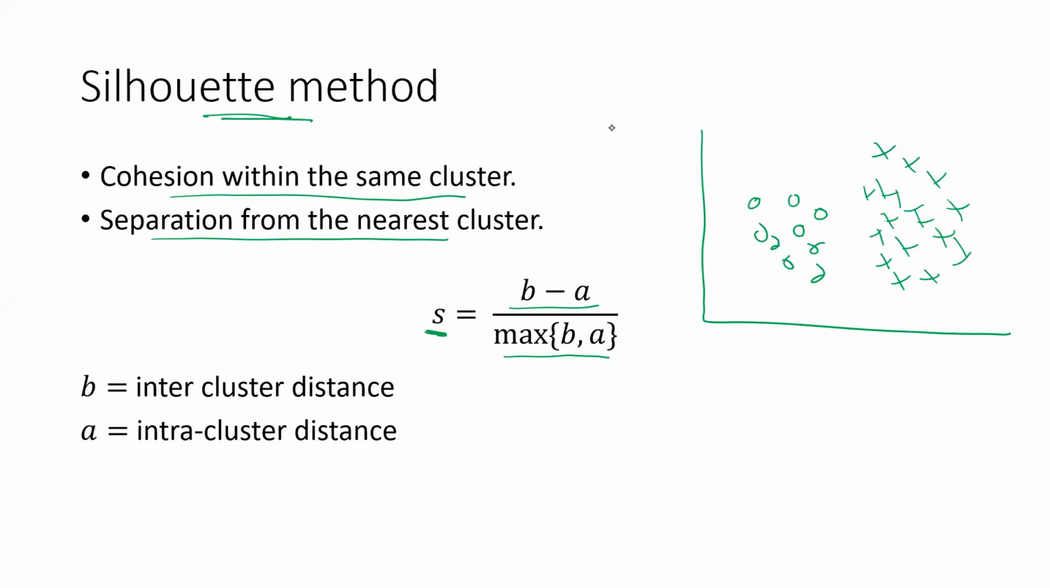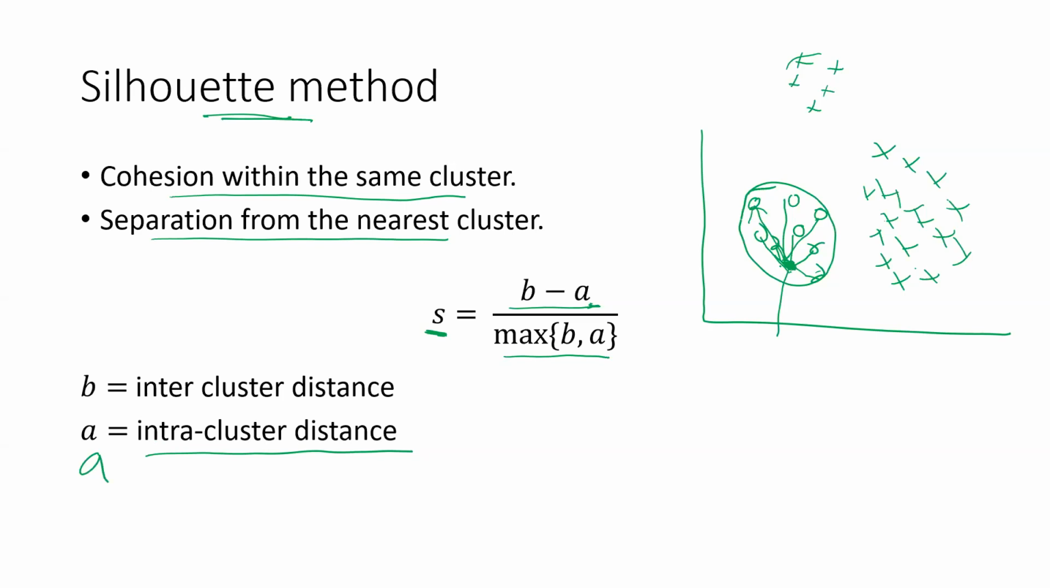So what is B and A? Let's say this point I choose. I'm going to find the S for this point. So this is the cluster for this point, and this is the nearest cluster. Let's say you have one more, a third cluster. So this is the nearest cluster for this point. So how will you find S? You will take the A. A is what? The intra-cluster distance. So it is the distance of this point from every other point within this cluster, and you will average this out. So this is your A.